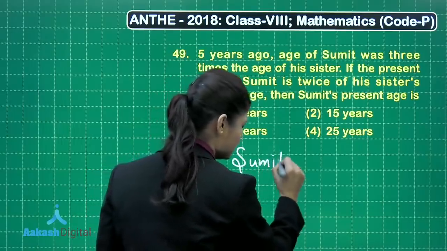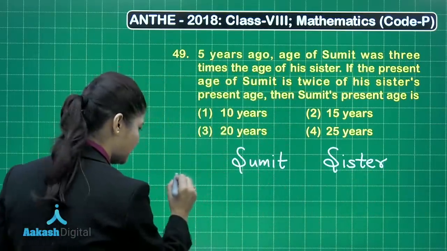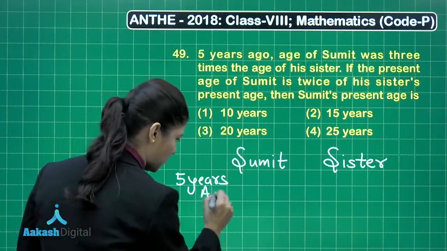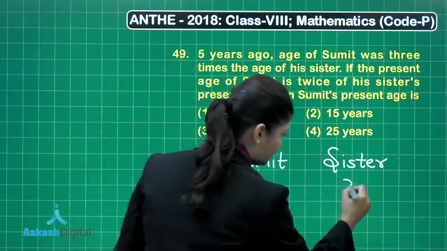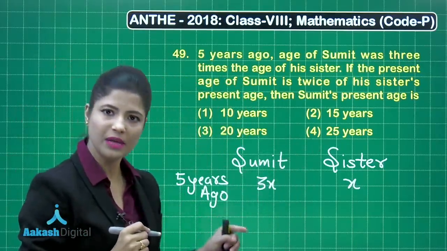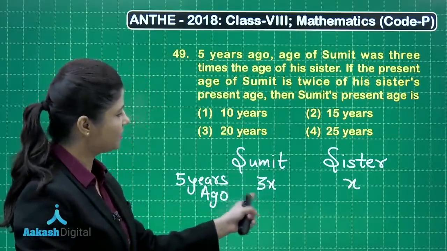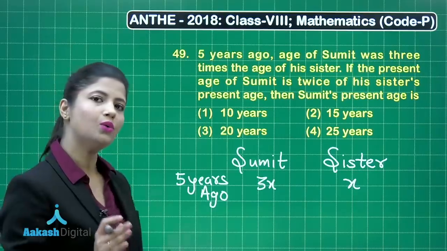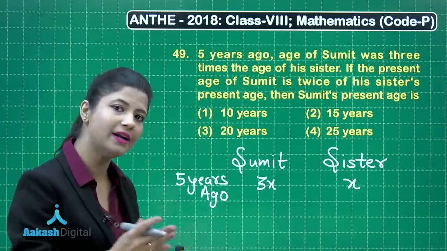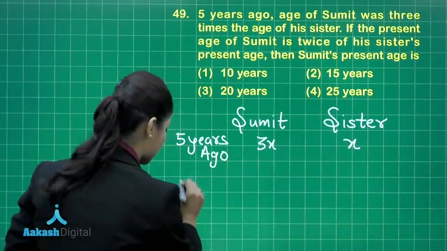Here we have a boy, Sumit, and we are talking about his sister. And it is being stated that 5 years ago, Sumit was 3 times the age of his sister. If I am taking the age of his sister to be x, Sumit would be thrice the age of his sister. So this is 3x and this one is x. Now this was the case 5 years ago. So when I talk about the present, 5 will be added to the age of both of these. So I get here their present ages.